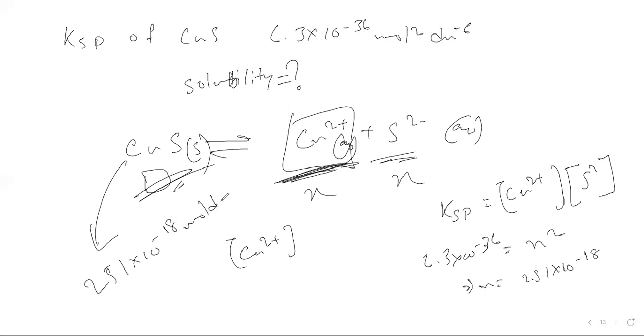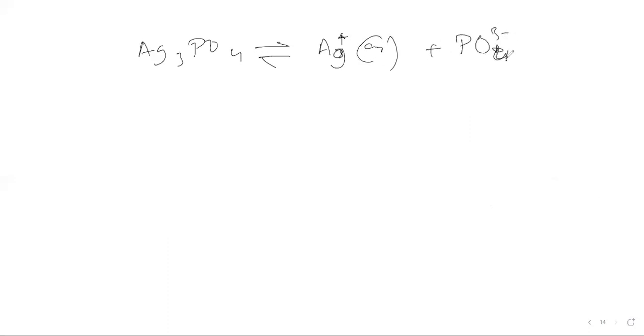Don't forget the concentration value, the unit, which is mole per dm3. Another example could be, let's say, Ag3PO4. The concentration, like the equation will be PO4 3 minus, PO4 3 minus aqueous. There's this 3 in front.